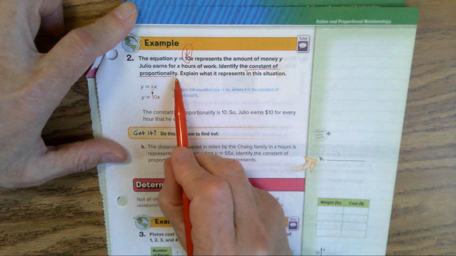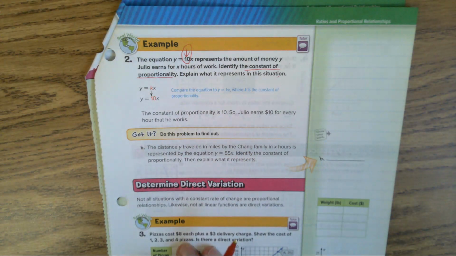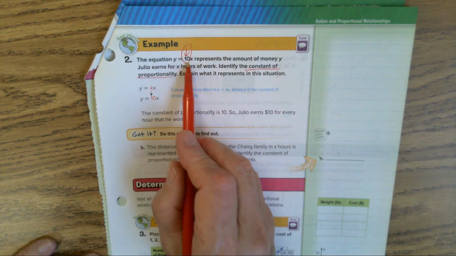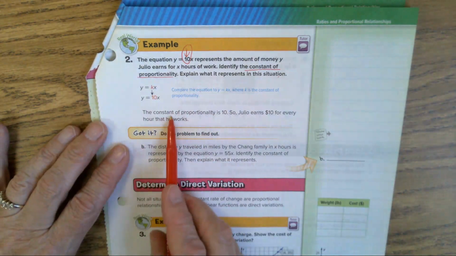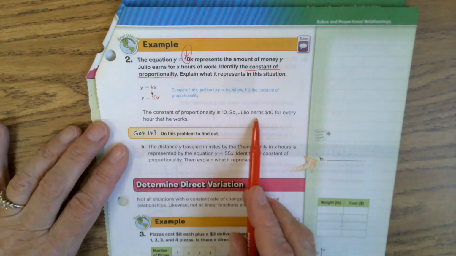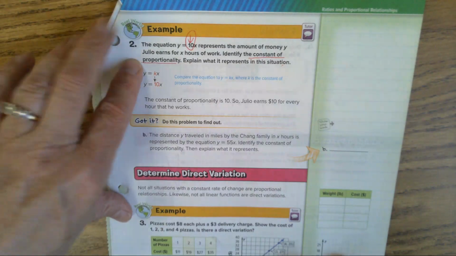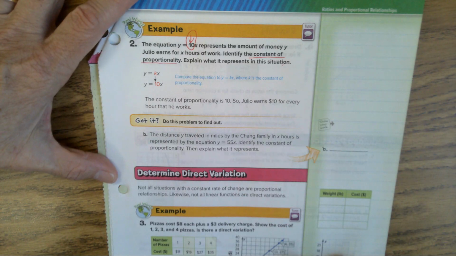If you get your equation in this form, the number, which is called a coefficient, in front of the x is your constant of proportionality. Isn't that easy? So if it looks like this, whatever's in front of the x is your constant of proportionality. All right, the constant of proportionality is 10, so Julio earns $10 for every hour that he works. There will be a question about that on your quiz tomorrow, so make sure you know what a constant of proportionality is. All right, let's do letter B.